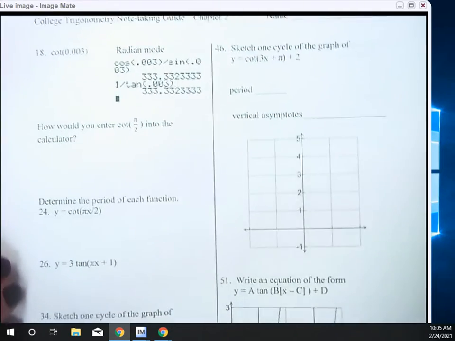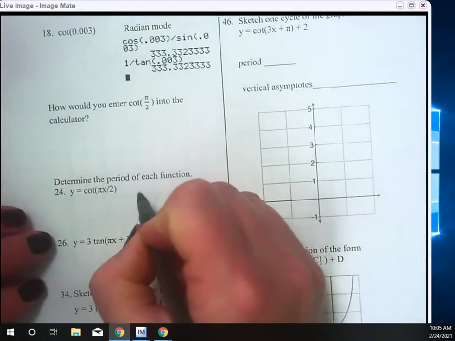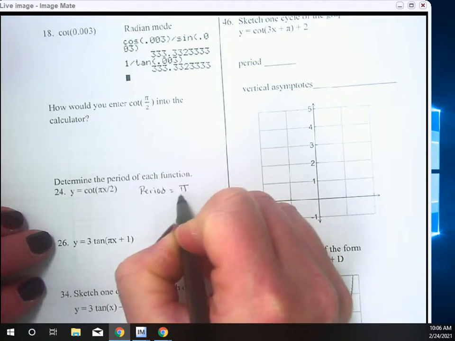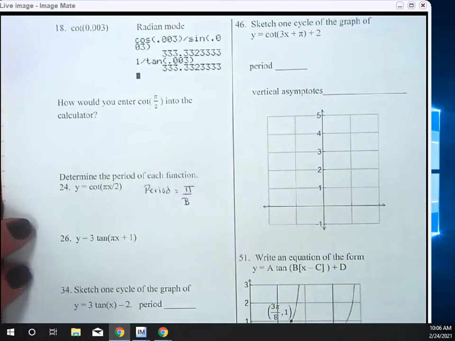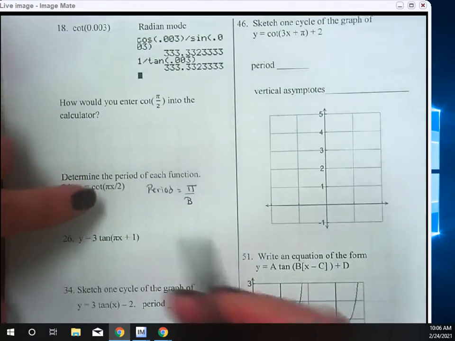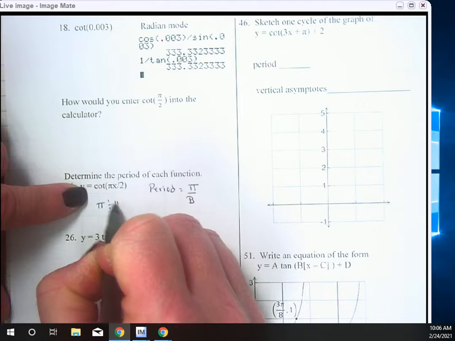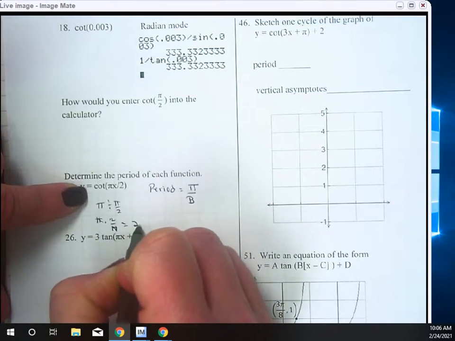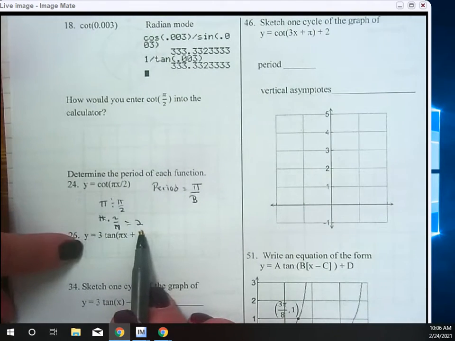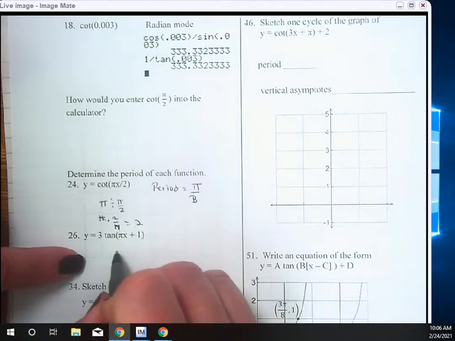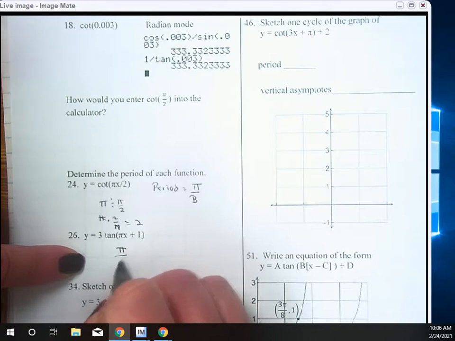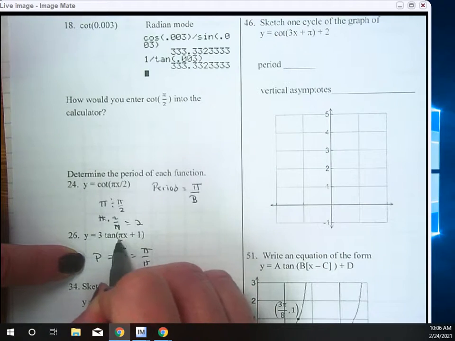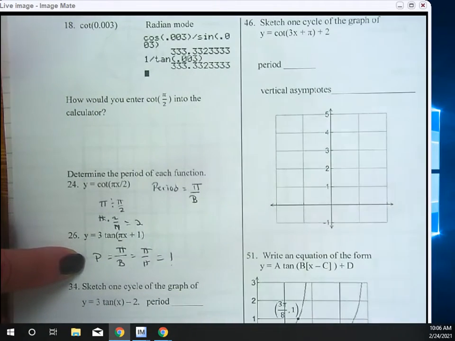Determine the period of the function. The period of cotangent is typically pi. And we take our period and we divide it by the number in front of the x, or being multiplied with the x. So pi divided by pi over 2, you keep the first number, multiply by the reciprocal, and simplify. So our period is 2 in this problem. In the next problem, the period is pi divided by the b, and in this case our b value is pi, so our period is 1.